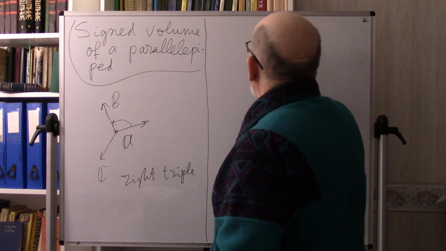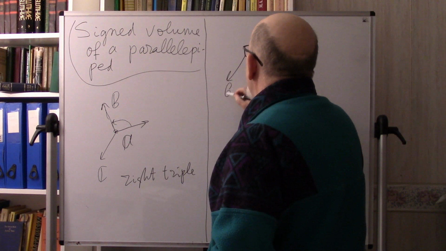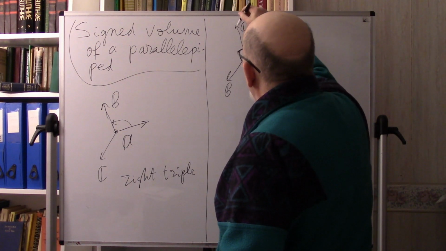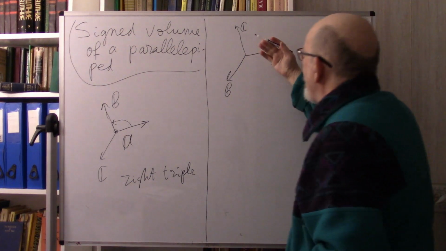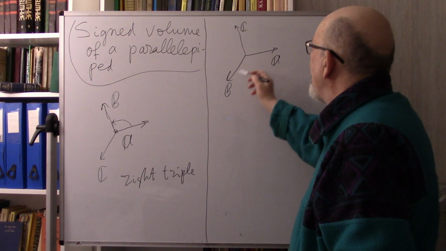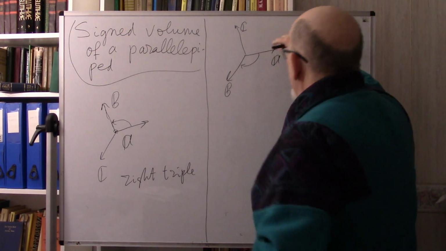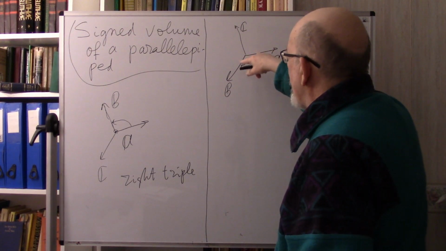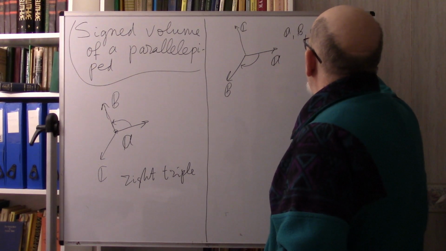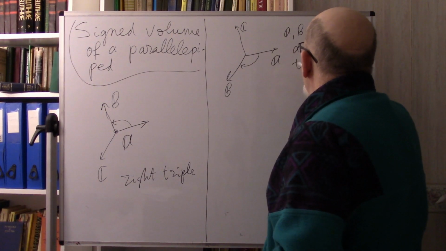And if we have vector A, this is vector B, and this is vector C, and we look from the tip of C and try to turn vector A so that it becomes parallel to vector B along the shortest way, and you see that it happens in the clockwise direction, then these vectors A, B, C form a left triple.